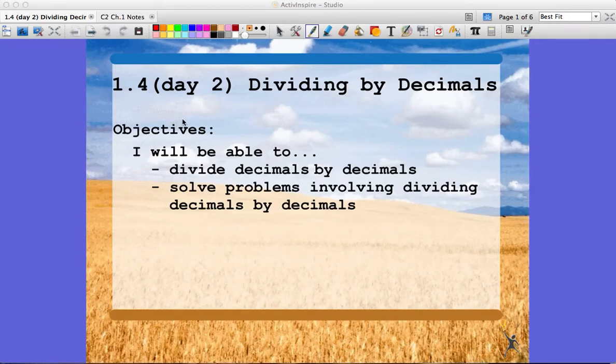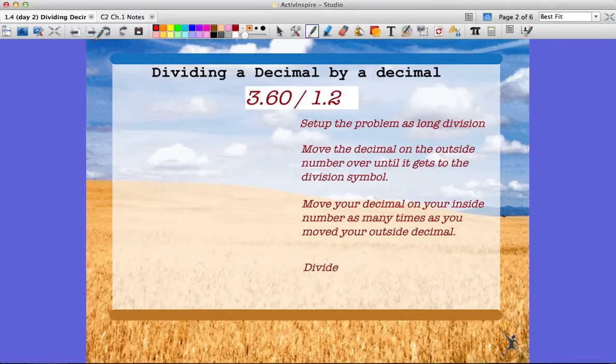Welcome to Lesson 1-4, Day 2, Dividing Decimals by Decimals. Today we're going to talk about how to divide decimals by decimals and how to solve problems involving dividing decimals by decimals. Dividing decimals by decimals follows much the same process as dividing decimals by whole numbers did, with just one or two technically extra little steps.